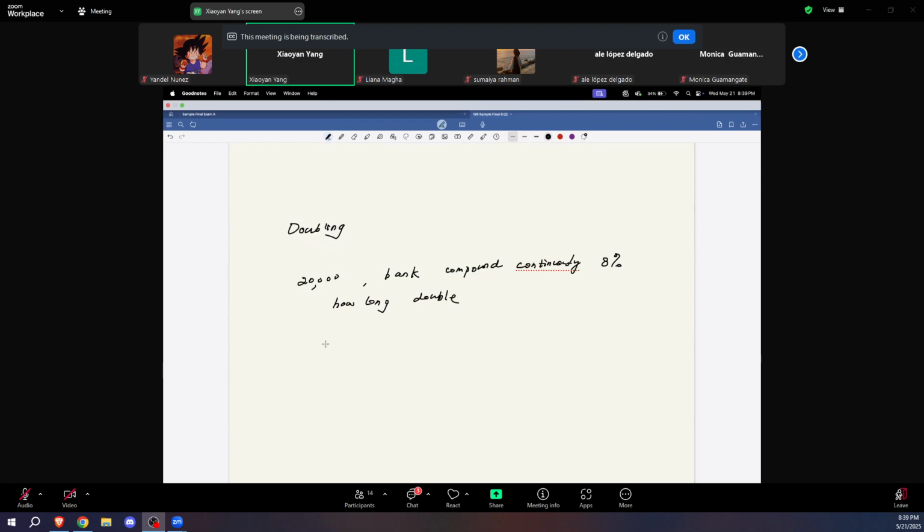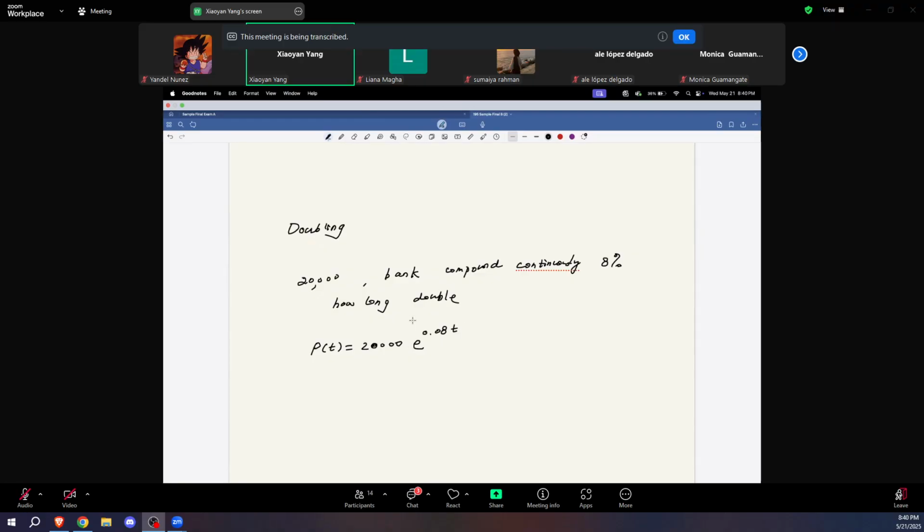So how long to double? We notice that we have exponential increasing. Initial is 20,000. Exponential compound continuously, we use e to the, I remember one problem where the interest rate is 8%, right? So then this will be 0.08 times t, since we already know the r. Let's see how long. Okay, so we have this. In this problem, if we know this is the interest rate, we have the answer right away. We don't even need to set this up.